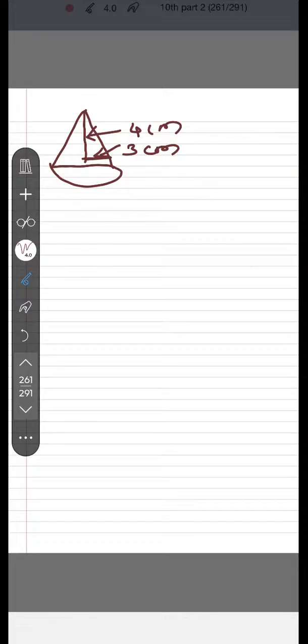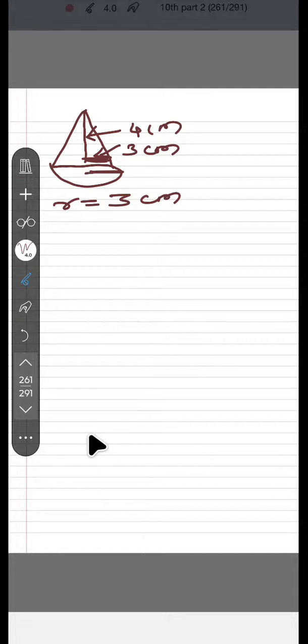Then what does the question say? We have to find out the total volume and surface area of this whole toy. Okay, let's start. See, radius of the hemisphere is also equal to the radius of this cone, correct? Therefore r is equal to, I can say, 3 centimeter for this one and this cone also.